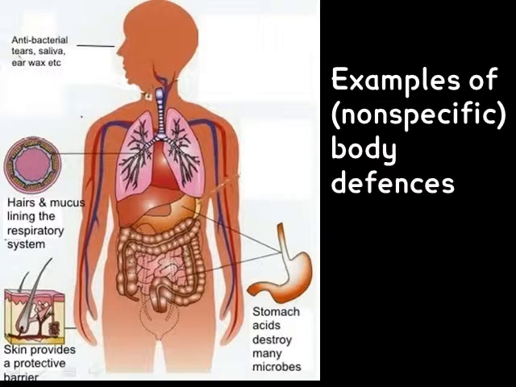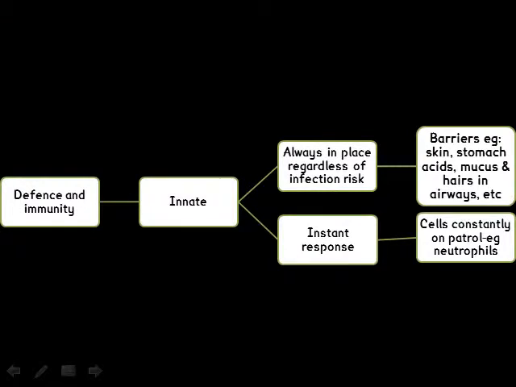However, we now know that part of the innate system also involves sophisticated white blood cells or leukocytes. The most numerous of these are called neutrophils.